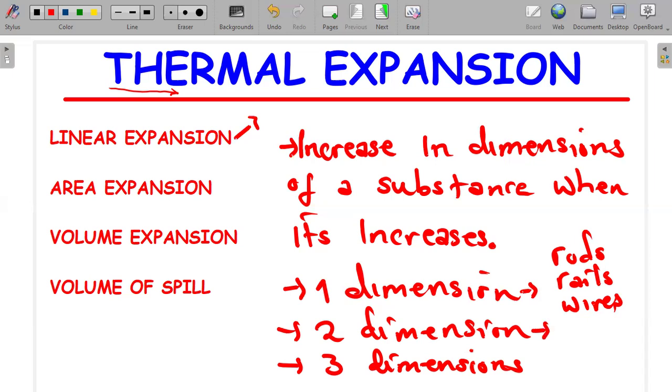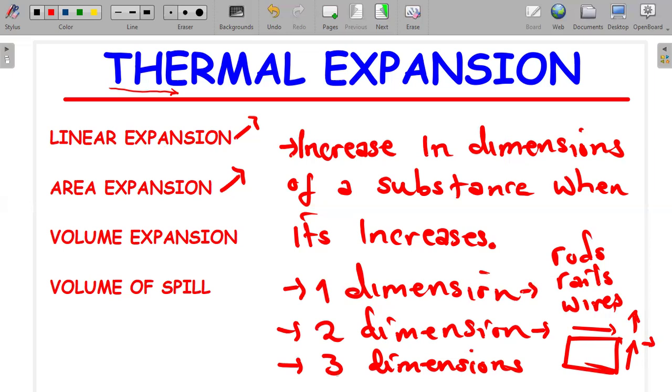Then when it comes to two-dimensional expansion, we call it area expansion. When a substance is expanding in two dimensions, an example I can give here is a metal plate. I have a metal plate here. It has its length there, but it also has its width there. So if it is expanding in its length at the same time as expanding in its width, that means there is two-dimensional expansion taking place there. And when there is such a nature of expansion, we call that area expansion.